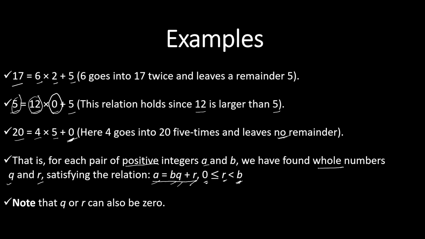The final point that we are going to note here is that Q, which means quotient, or R, which means remainder, can also be 0. Q or R can also be 0.